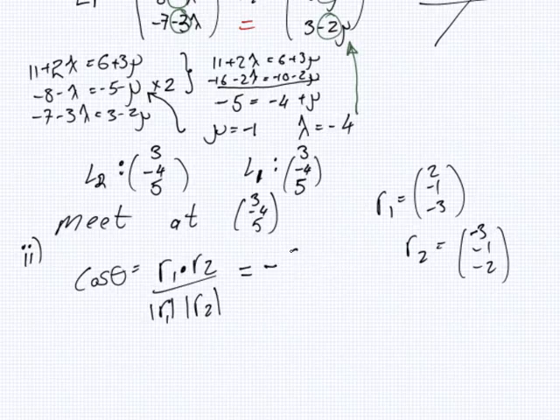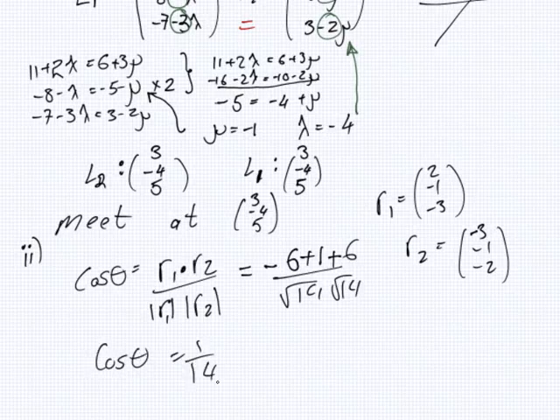Minus 6 plus 1 plus 6 over root 14 root 14. So cos theta equals 1 over 14. That's better, I guess. Theta equals 85.9 degrees.